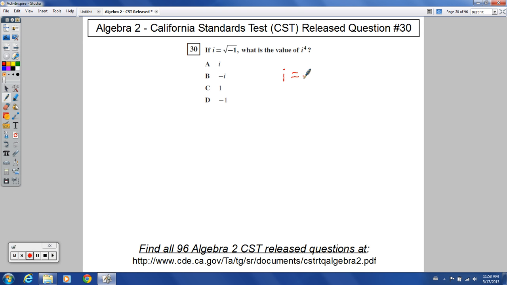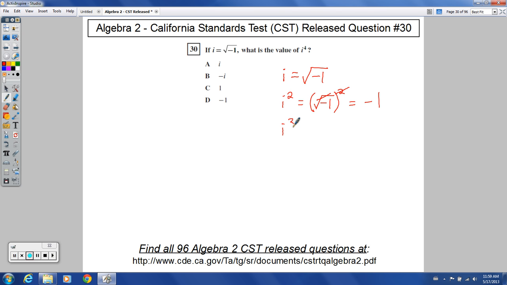So i is the square root of negative 1. What's i squared if that's the case? You'd have the square root of negative 1, but you're squaring that. i is just representing that number, so I just used substitution. I replaced i with the square root of negative 1. And what happens to squares and square roots? Well, they're inverses of each other. They undo each other. And so i squared would equal negative 1.